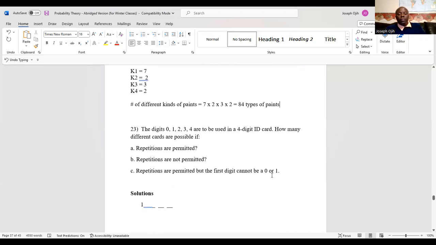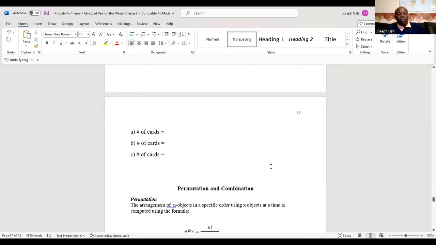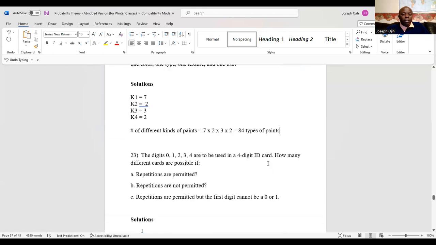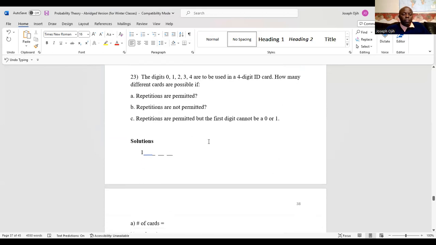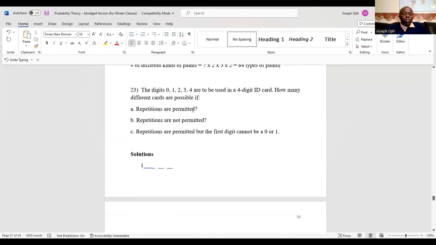So that is it. Let's do this one. This one is easy too. It says the digits 0, 1, 2, 3, 4 are to be used in a 4-digit ID card. How many different cards are possible if A, repetitions are permitted, B, repetitions are not permitted, C, repetitions are permitted, but the first digit cannot be 0 or 1.